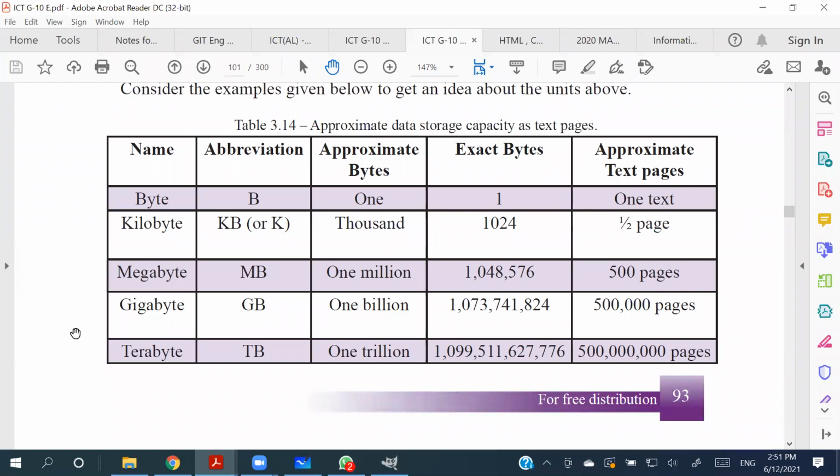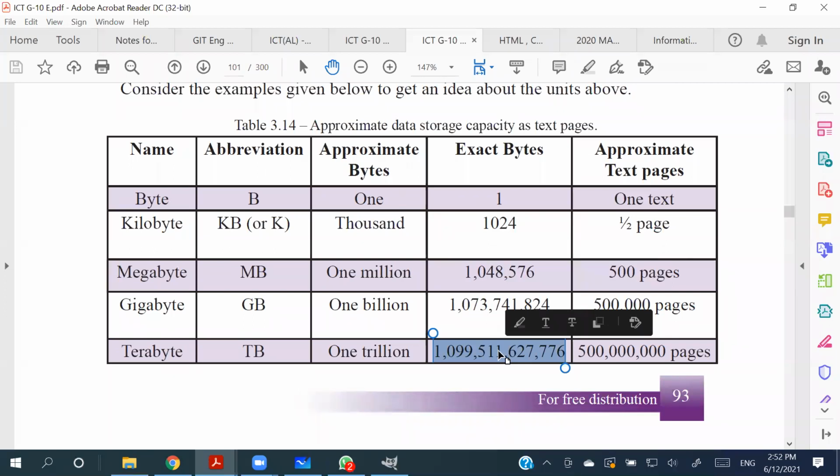Now when it comes to the abbreviations, we have to remember we always use capital letters to abbreviate. Byte, it's a capital B. Kilobyte, it's capital KB. Megabyte, it's capital MB, likewise, right? And it is just saying the approximate number of bytes. This is the exact number of bytes. You really don't need to remember that, right?